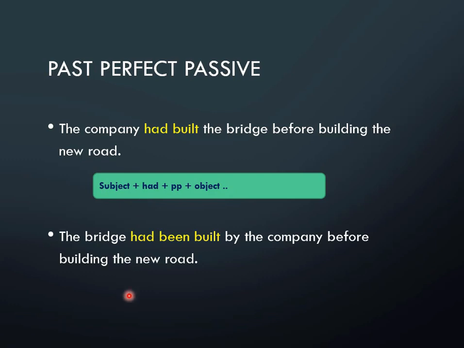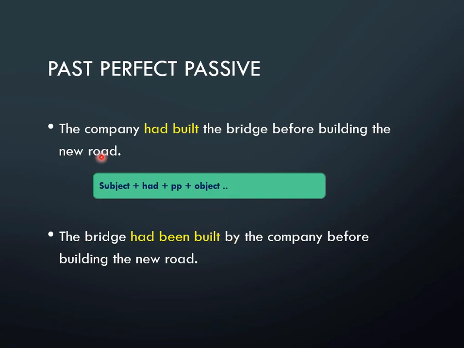Look at the example. The bridge. Here in this sentence, we started with the subject or the doer of the verb, which was the company, okay? But here in this sentence, we started the sentence with the bridge, which is the object of the previous sentence, the above sentence. And also we write had as a helping verb, then we write been, okay? And also we write the PP or the past participle of the verb build. This verb is irregular, and the base verb of this form is build with D. Here we change the D into T to change it to the past participle.